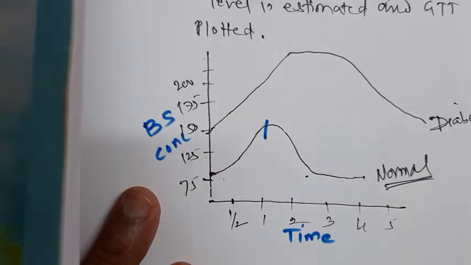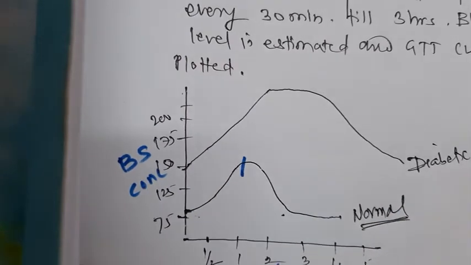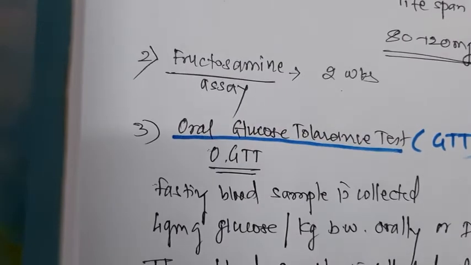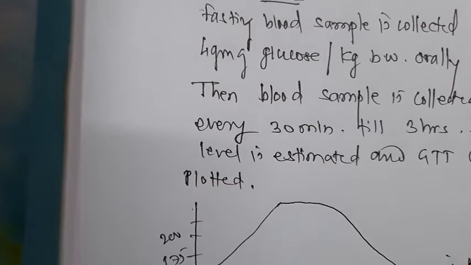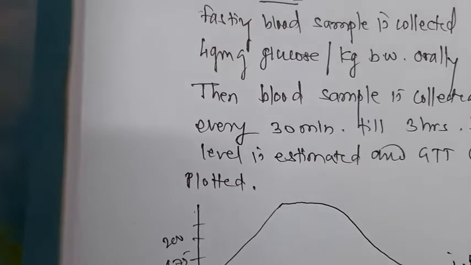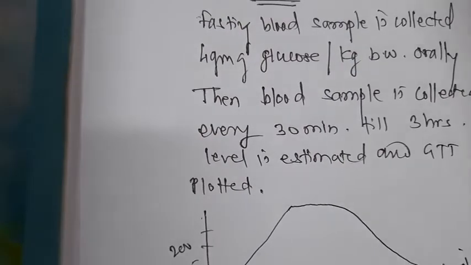So this is called the glucose tolerance test and curve, and you can use it for monitoring the blood sugar level and finding out the status of diabetes mellitus, and how it can be controlled. So this is about the glucose tolerance test. Okay, now other tests which are related to the urine.